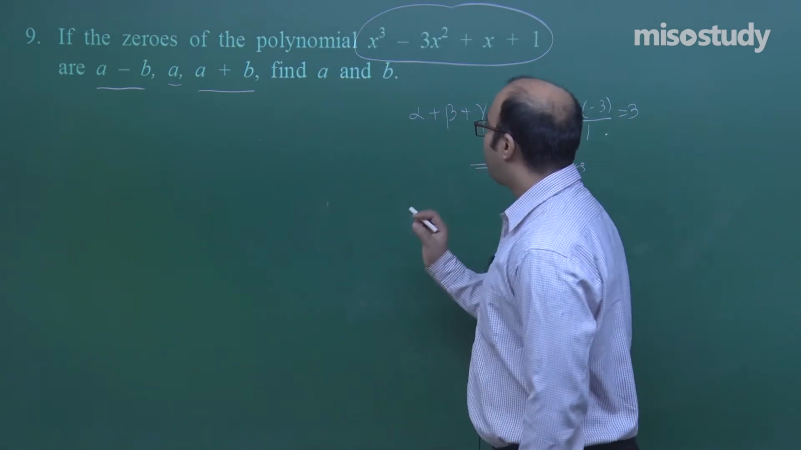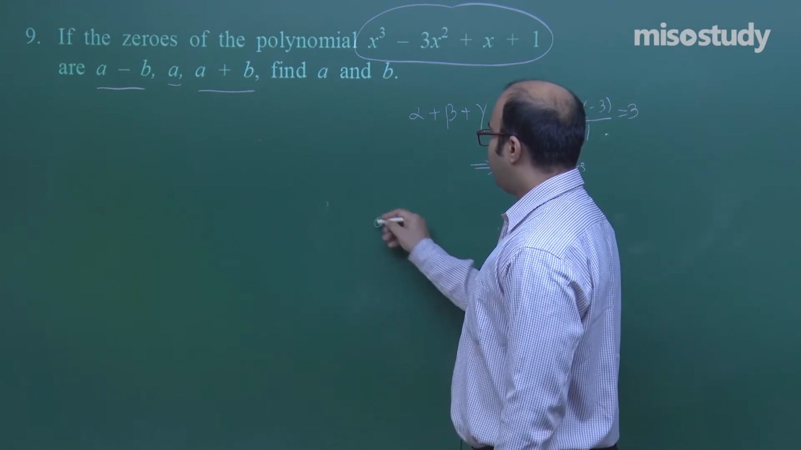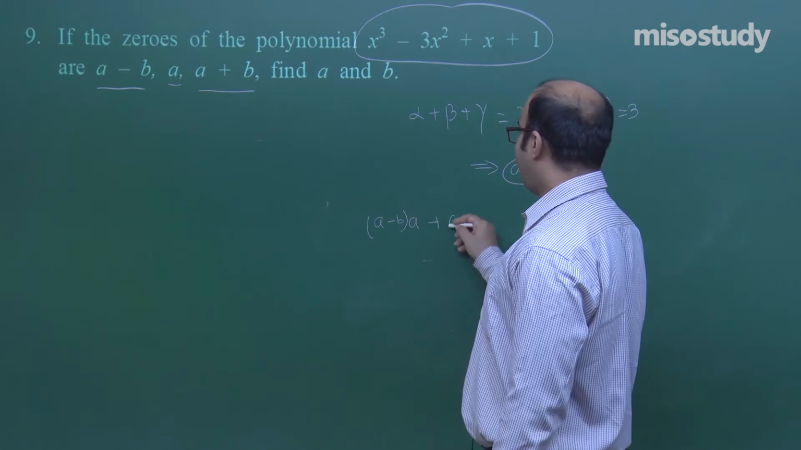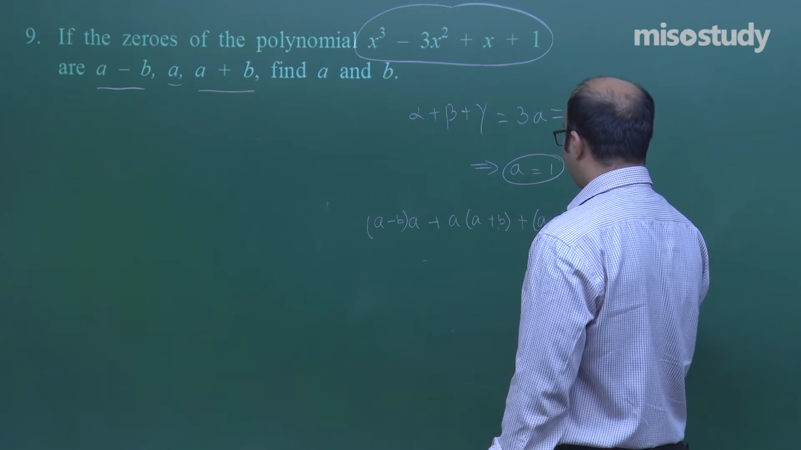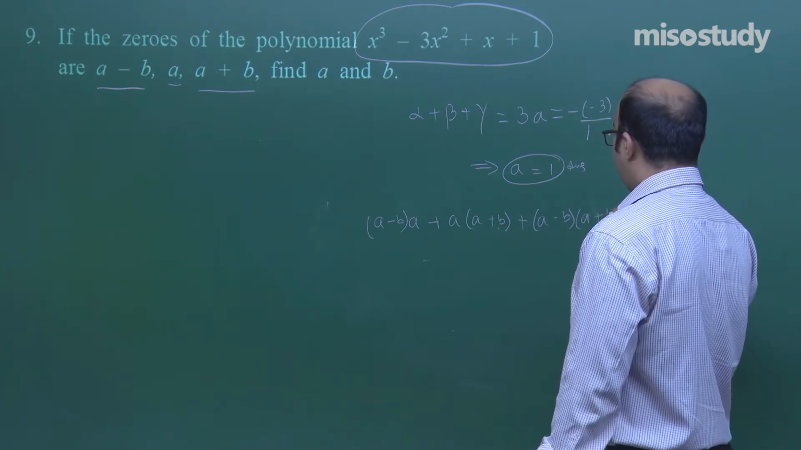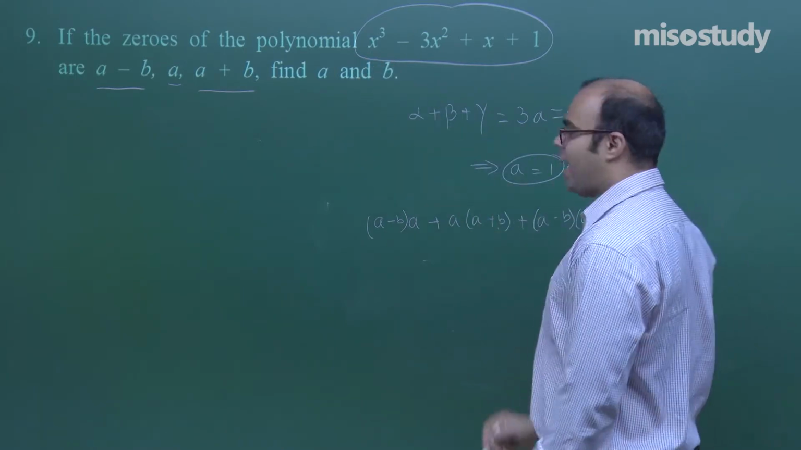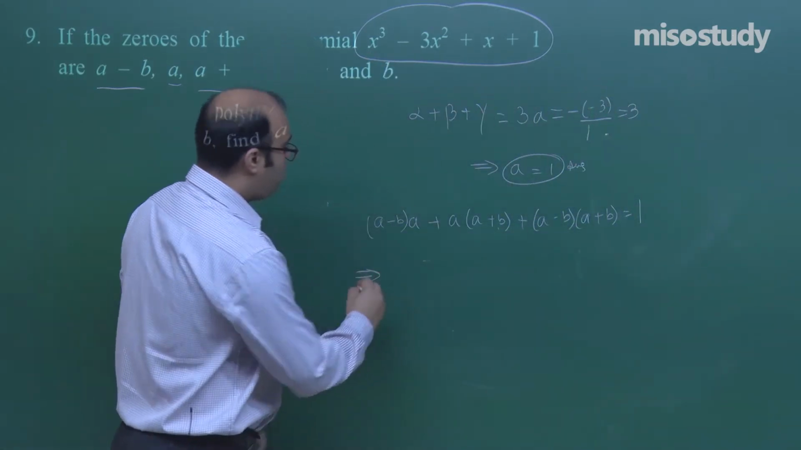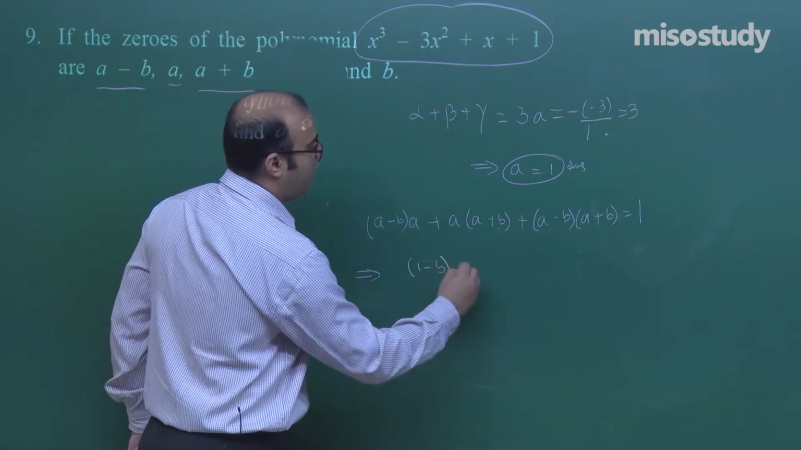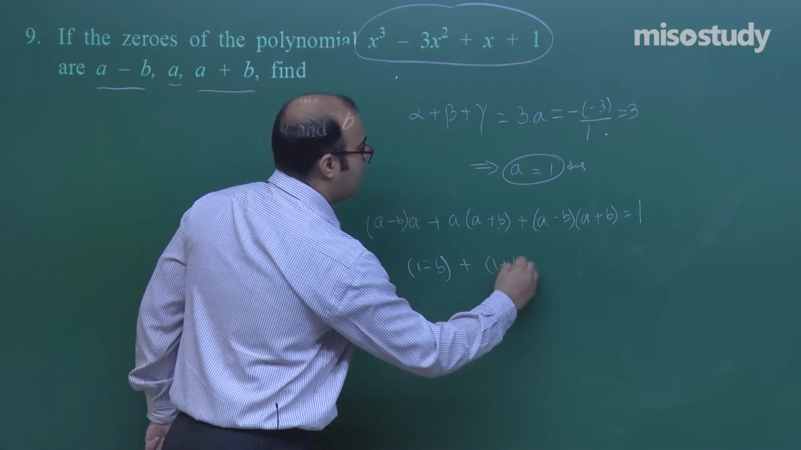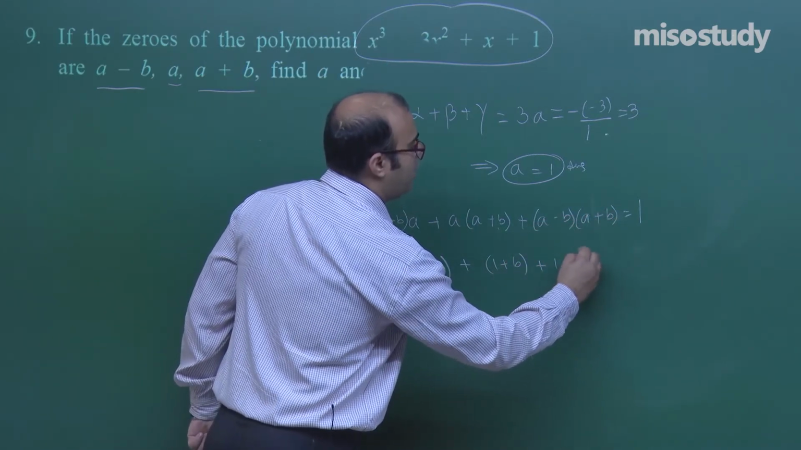Now we will take the sum of the products of the roots taken two at a time. So a minus b into a, plus a into a plus b, plus a minus b into a plus b, and this value is equal to c by a, that is 1 by 1. So this we will write. Now we already know the value of a, which is 1. So this will become 1 minus b, and this is 1. This will become 1 plus b, and this is also 1. This is 1 minus b into 1 plus b, which is 1 minus b square, is equal to 1.